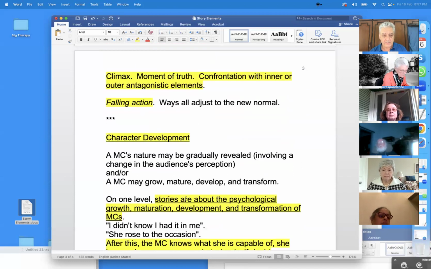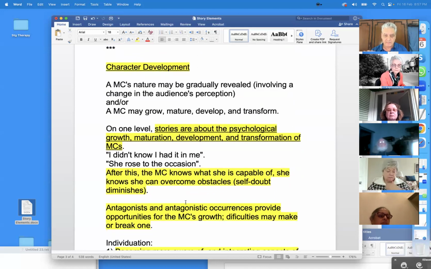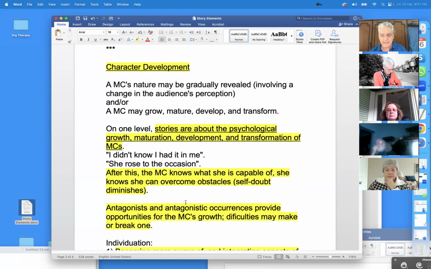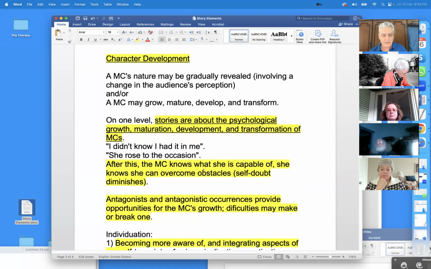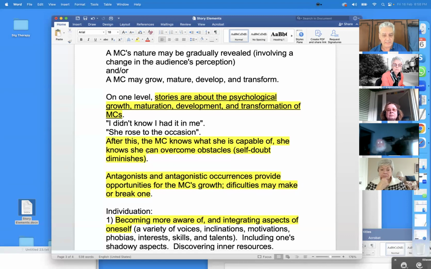Okay, regarding character development, two things that can happen: the character's nature may be gradually revealed. It doesn't change, it's just our perception of it changes as it's revealed, or the character actually may grow, develop, and transform. And again, my working feeling is that the number one thing stories are about is the psychological growth and transformation of the main characters, where they rise to the occasion, and then they know they can rise to the occasion. So they have a sense of self-confidence that they never had before and cannot be taken away from them.